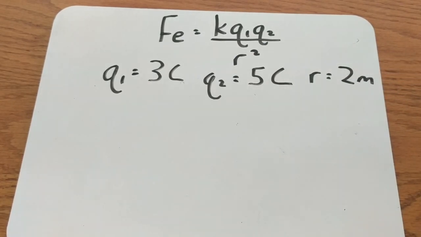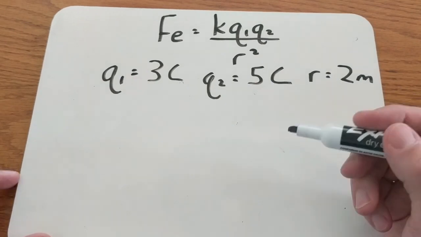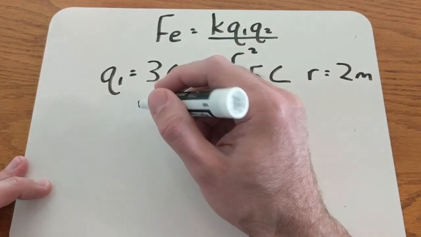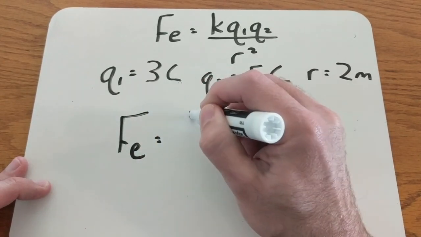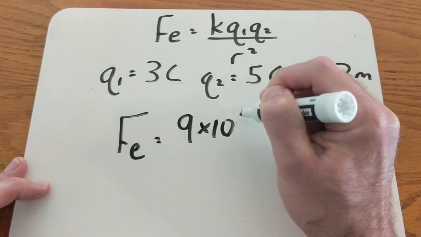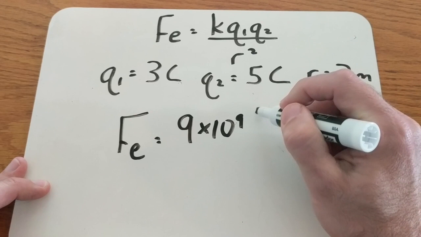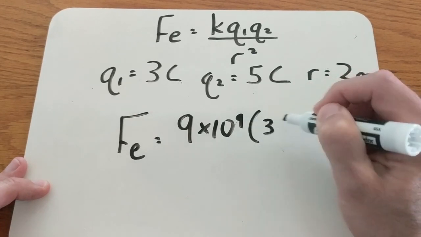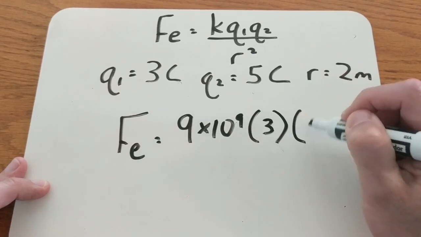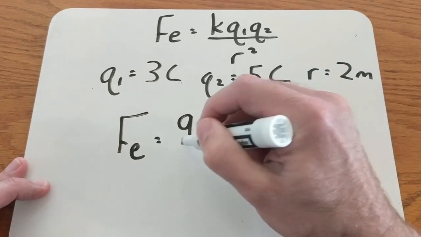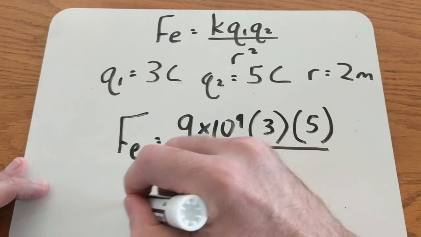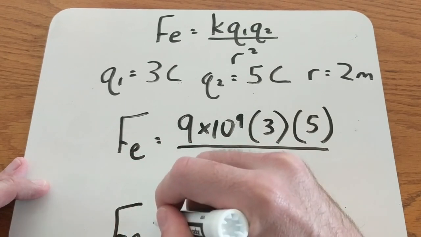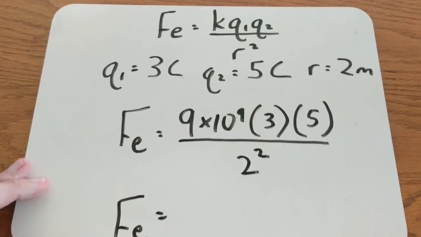So at this point, you just plug and chug everything that you have. They want to know the electric force between them. So that's just FE. We know K is 9 times 10 to the 9. And we multiply it by, sorry, Q1 is 3. The other charge is 5. And we divide that by 2 squared. And we go to our calculator at this point.